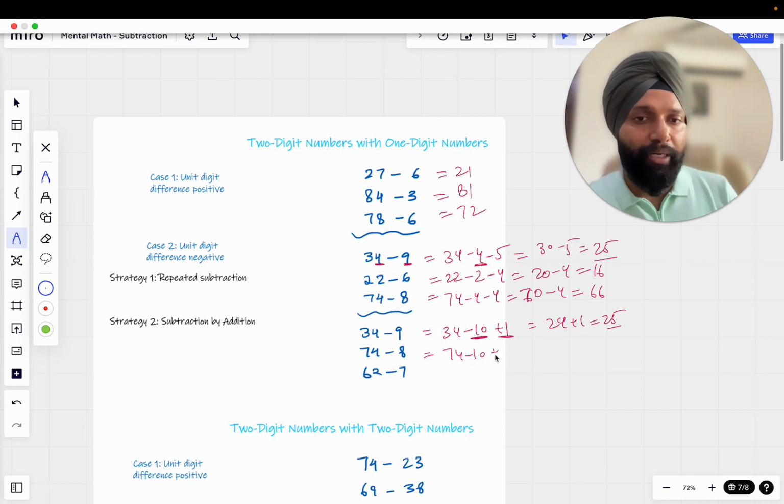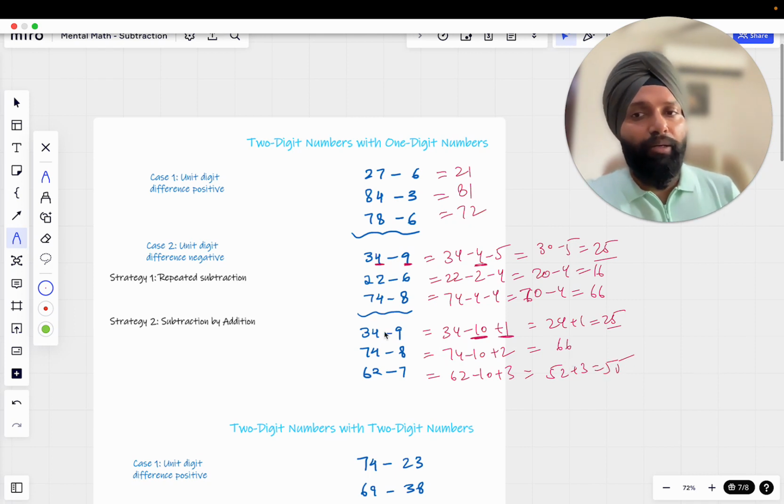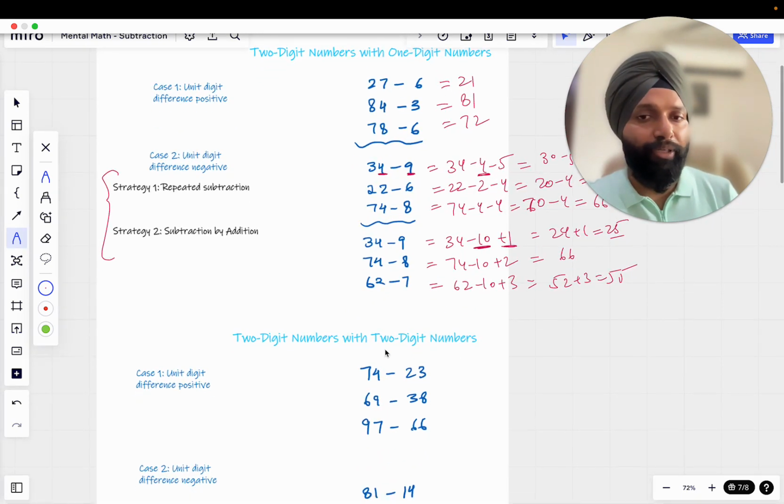Similarly, this can be written as this. So that becomes 64 plus 2, which is 66. This can be written as 62 minus 10 plus 3, which is 50, 2 plus 3, which is 55. Essentially, we'll be using these two strategies throughout all the different cases here.